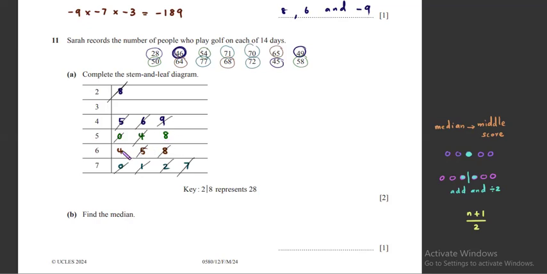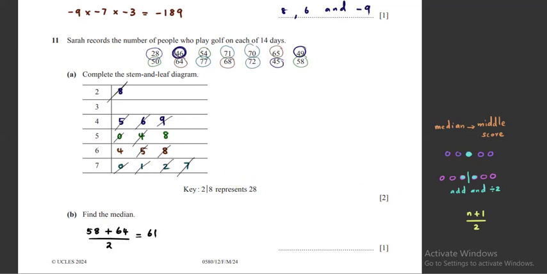Then we are left with two numbers in the middle. The two numbers are, this 8 represents 58, this 4 represents 64. So like I mentioned, when we have an even number of scores, we need to add and divide by 2. So we have 58 and 64. Add them together and divide by 2. When we add these two numbers together and divide by 2, we get 61. This 61 is the median.